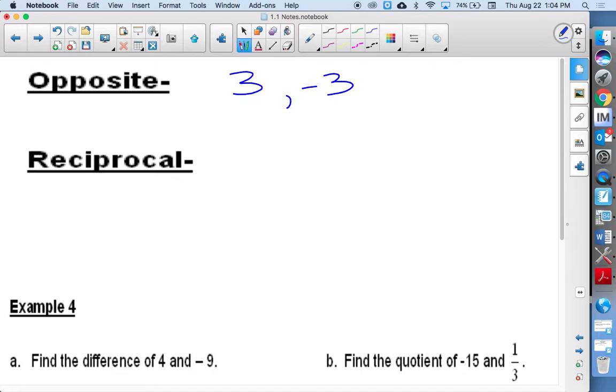Reciprocal. Let's use the fraction 1/4. What's the reciprocal of 1/4? 4 over 1. Nice, yes. So think of reciprocal as just flip. Flip the reciprocal. Write that little note.